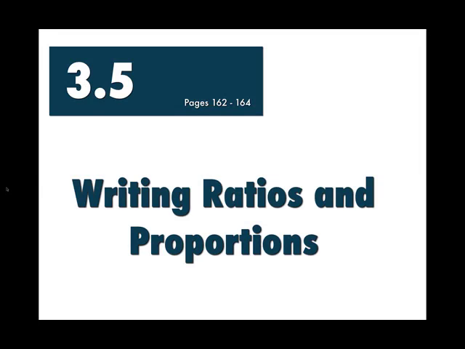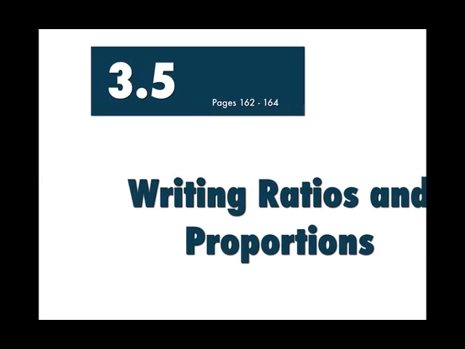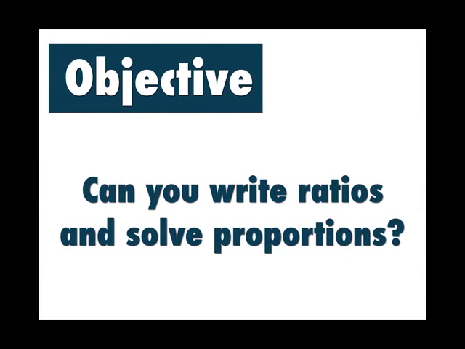All right, now we move into the second half of Chapter 3. This is Section 3.5, which you can find on pages 162 to 164 in your book. And we're going to be writing ratios and proportions. Your objective, obviously, is going to be to write ratios and solve proportions. And this is actually going to be the next two sections. We're going to do some basic stuff that you probably have done a little bit in the past. And then next section, we're going to take it one step further, like we always seem to do.